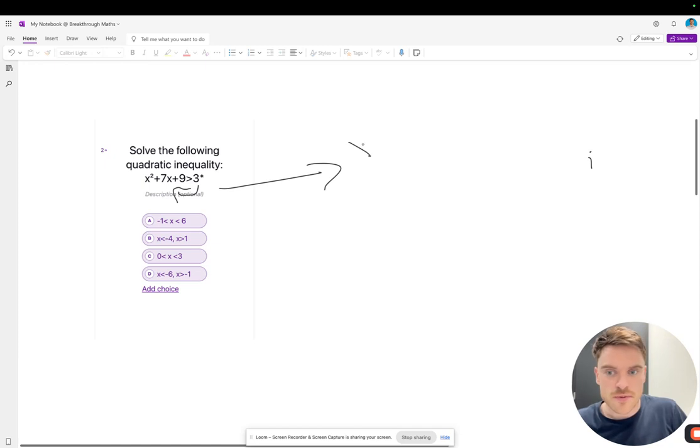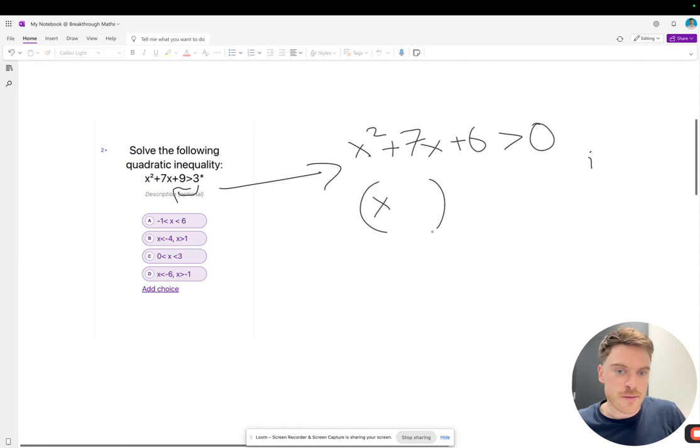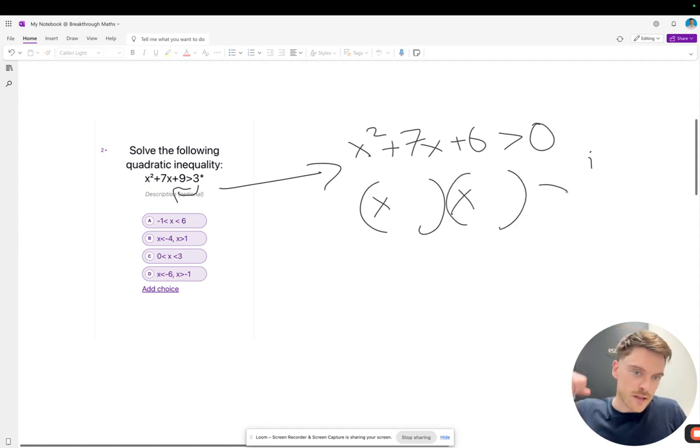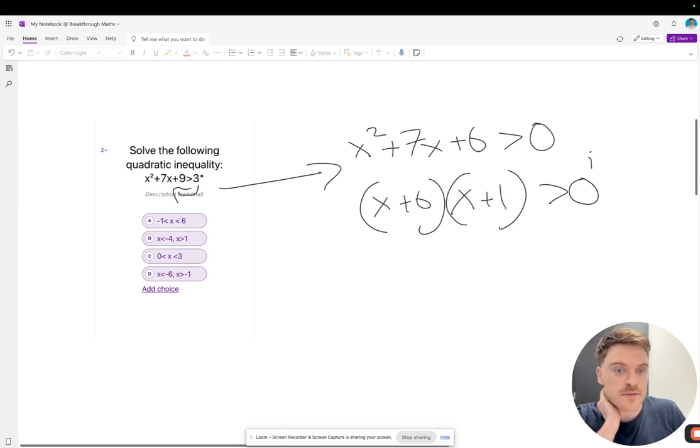All right. So it ends up getting x squared plus 7x, and then 3 takes it, so 9 take 3 becomes plus 6, greater than 0. And you just work from here. You put out your normal inequality, nice and easy, greater than 0. And you're going to have plus 6 and plus 1. That's what it ends up being.